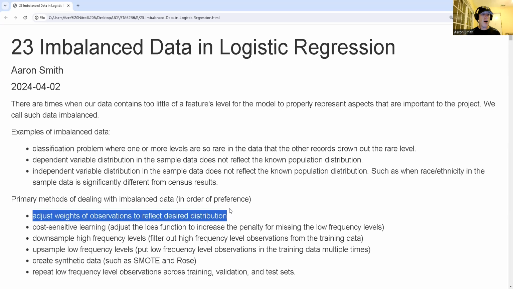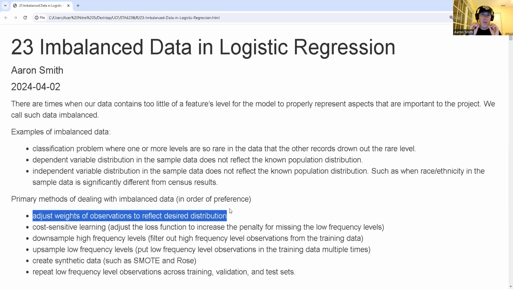Also, you're not repeating anything with the upsampling. Upsampling is effectively adjusting weights also, just in a different manner. And there's no fake data going on. And so, this works out very well. Adjusting weights is a very powerful technique.